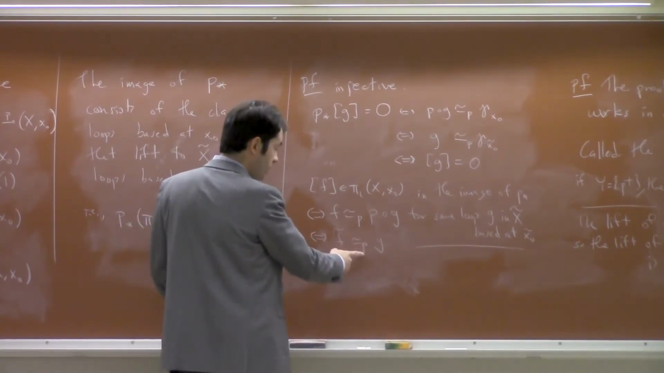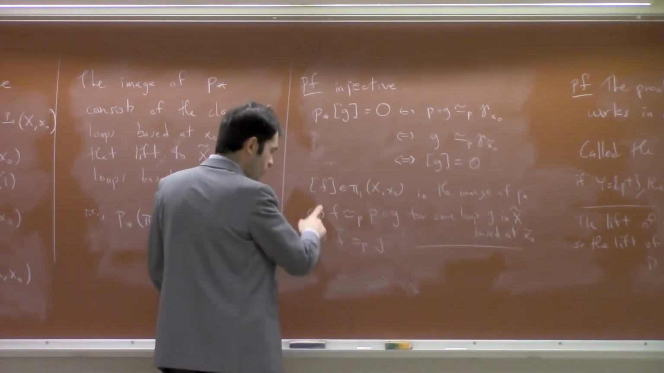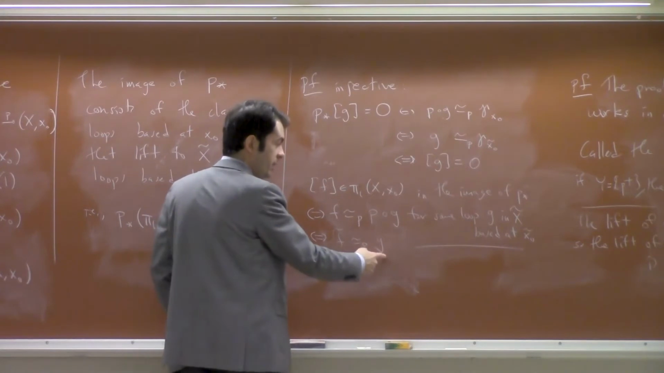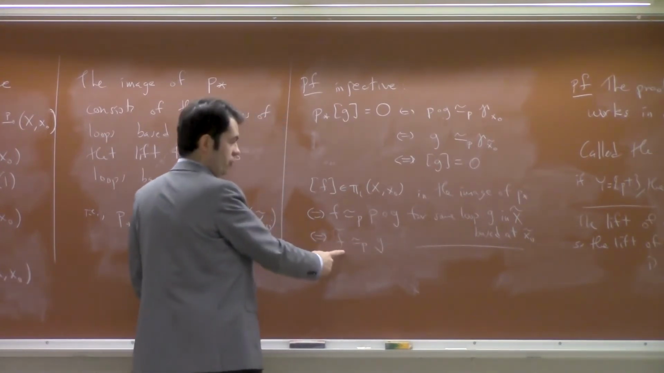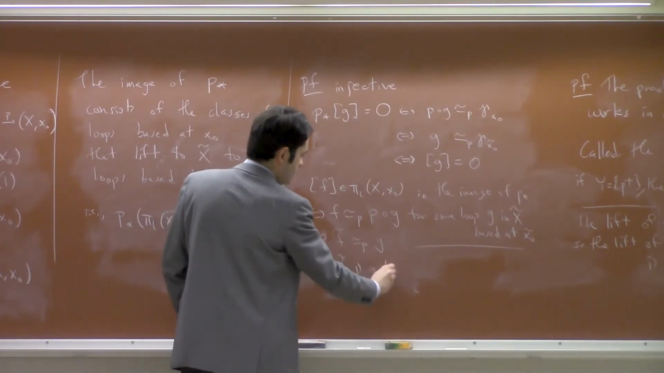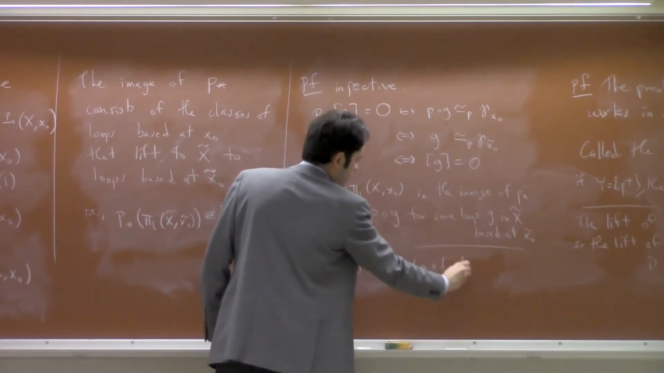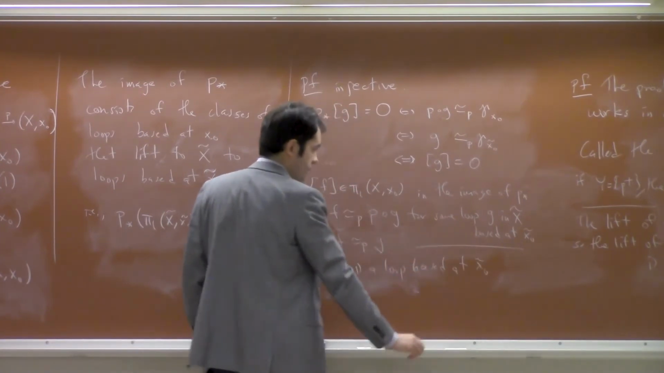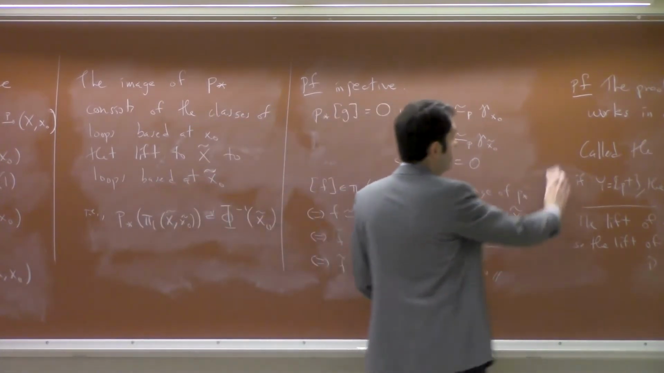But this is a path homotopy. So far we've said that this is path homotopic to a loop upstairs. But it's a path homotopy. So if this is a loop, then this is also a loop. Okay.